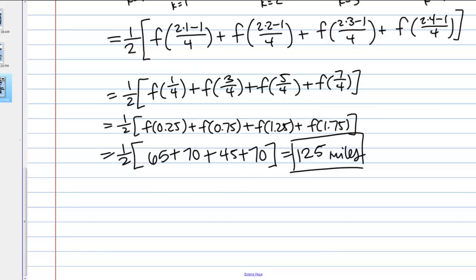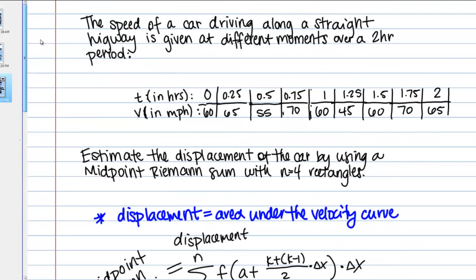That's the net difference in your starting point and your ending point. So this is how you, first of all, approach a displacement problem. Okay, so displacement is the area under the velocity curve. And second of all, this is how you can approach a Riemann sum problem when you're given a table of values instead of a function.